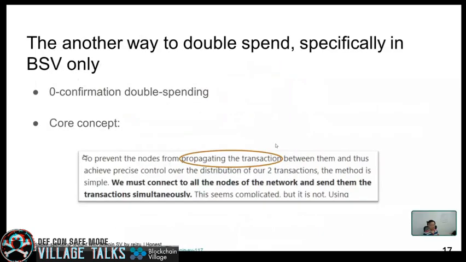So this is what they claim. However, previously there was a researcher, Razu. He did a demo of what is so-called a zero confirmation double spend attack. What he actually did is he used a mobile phone.